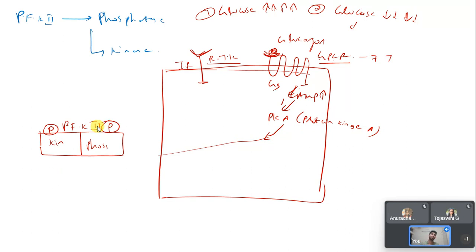Now once it gets phosphorylated, so what it does is, once it gets phosphorylated, what is this?